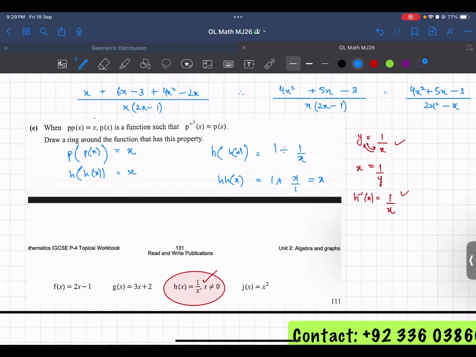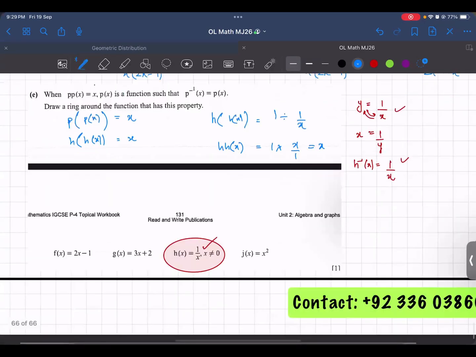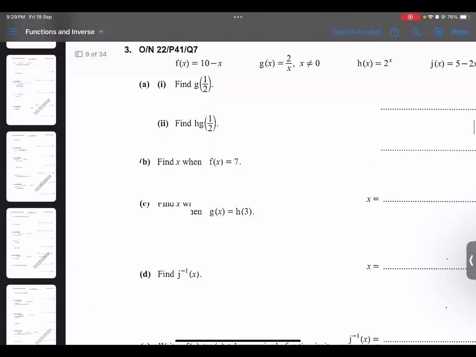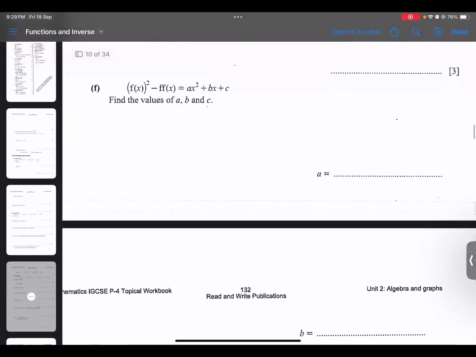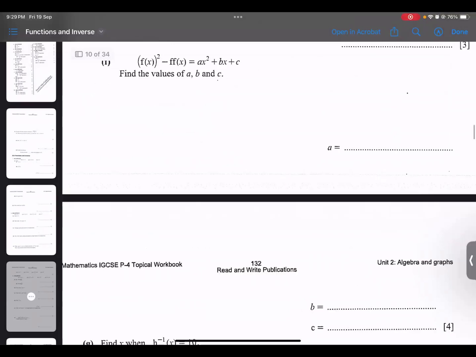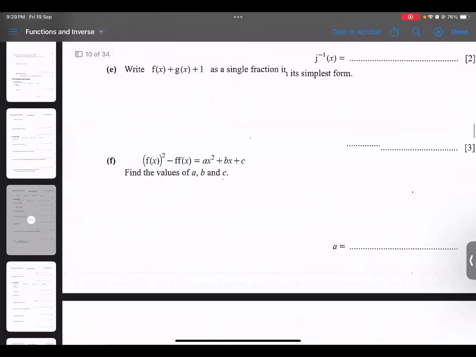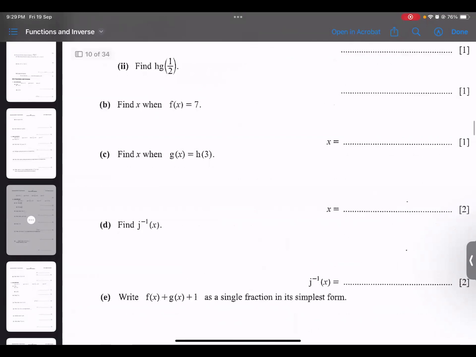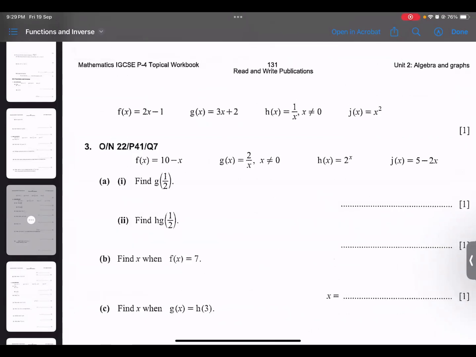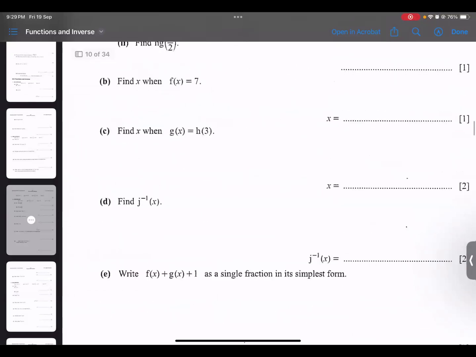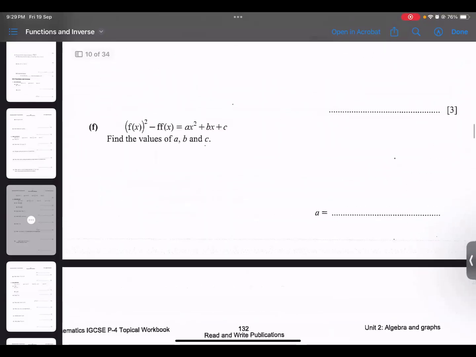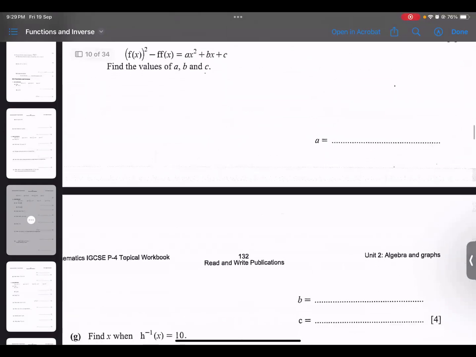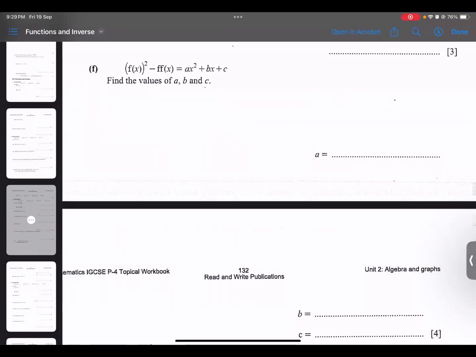Any questions? Anyone else? No questions. Now all of the questions are very similar. This one looks good. f squared minus f of x. You have the f function. But this is easy. Should I do this? Part f. Anyone who wants me to do this f1?